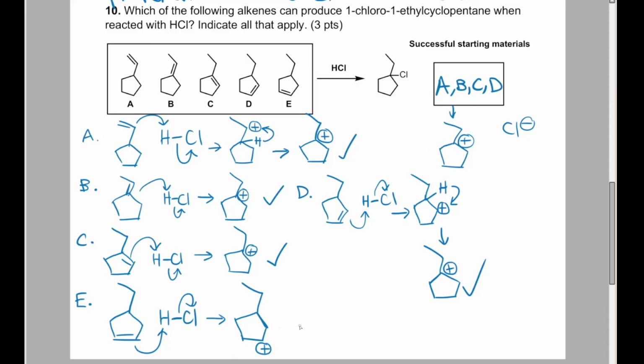But we can't do that because remember that hydrogen and methyl shifts can only shift one carbon to the left or one carbon to the right. In this case, there's two in between, so this can't rearrange, and there's no way we can get this ideal carbocation intermediate that will lead to this product. So all of these are successful starting materials except for E.